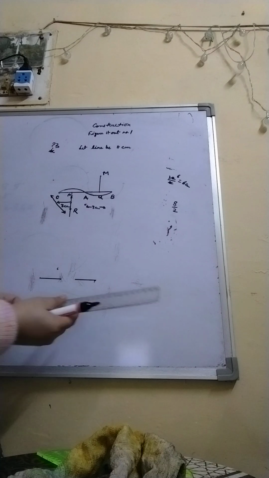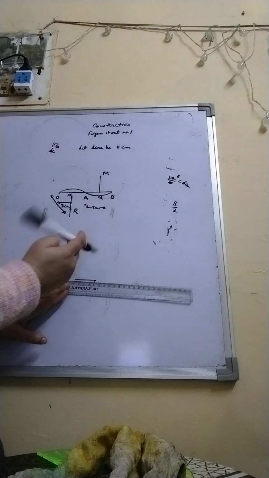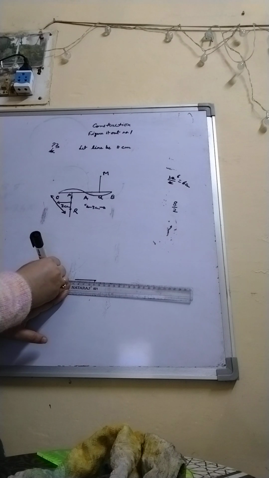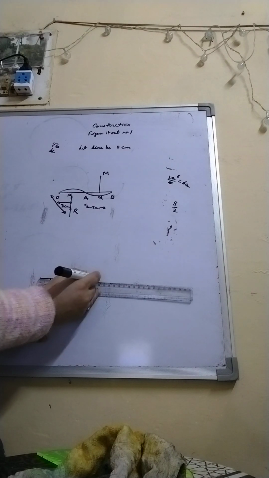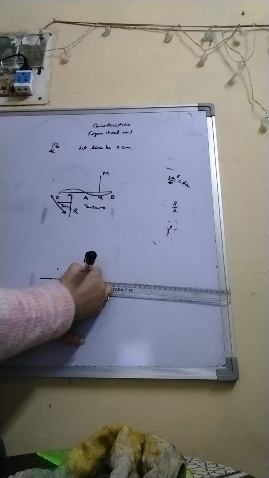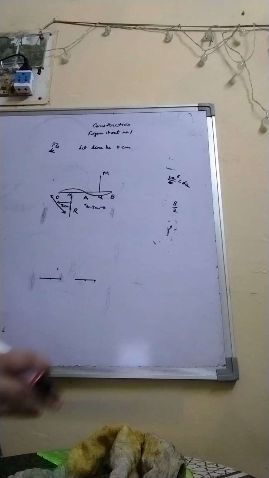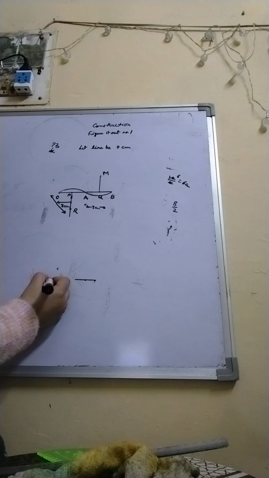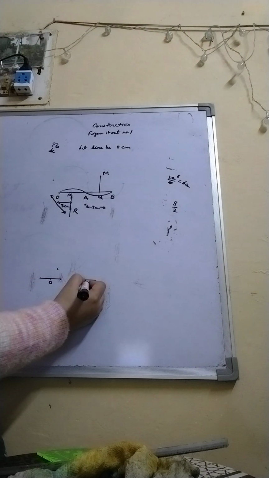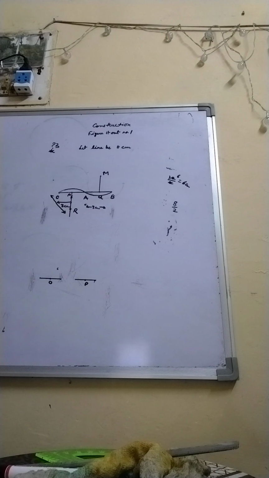Now what is half of 4 centimeter? Half of 4 centimeter is 2. So we will take 2 centimeter, and here also we would take 2 centimeter. Half of both the lines we would mark. Let us mark them O and P.